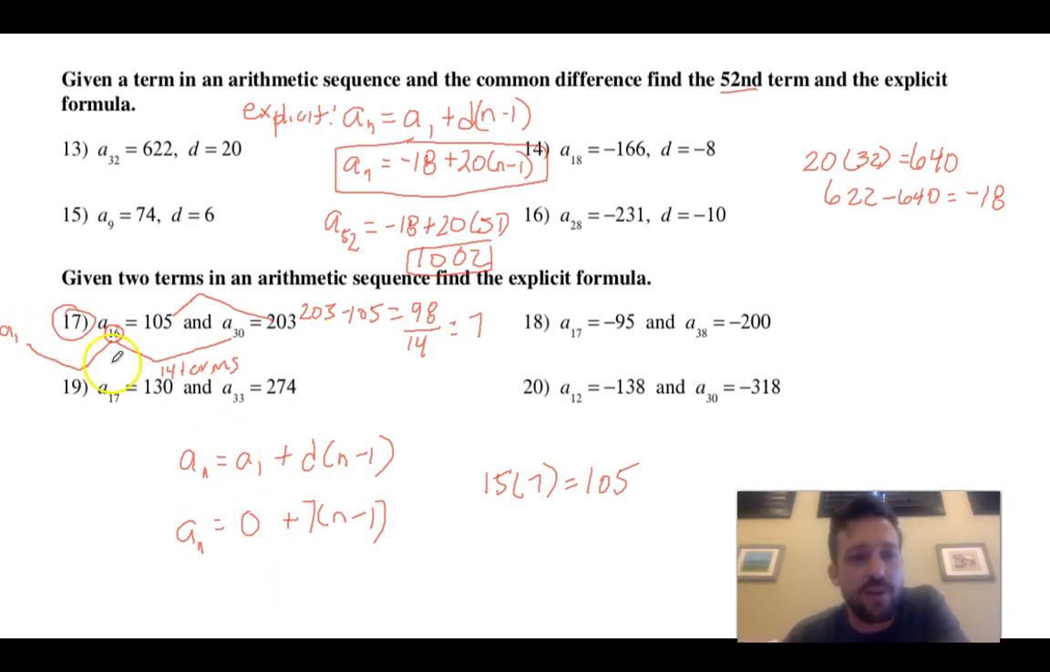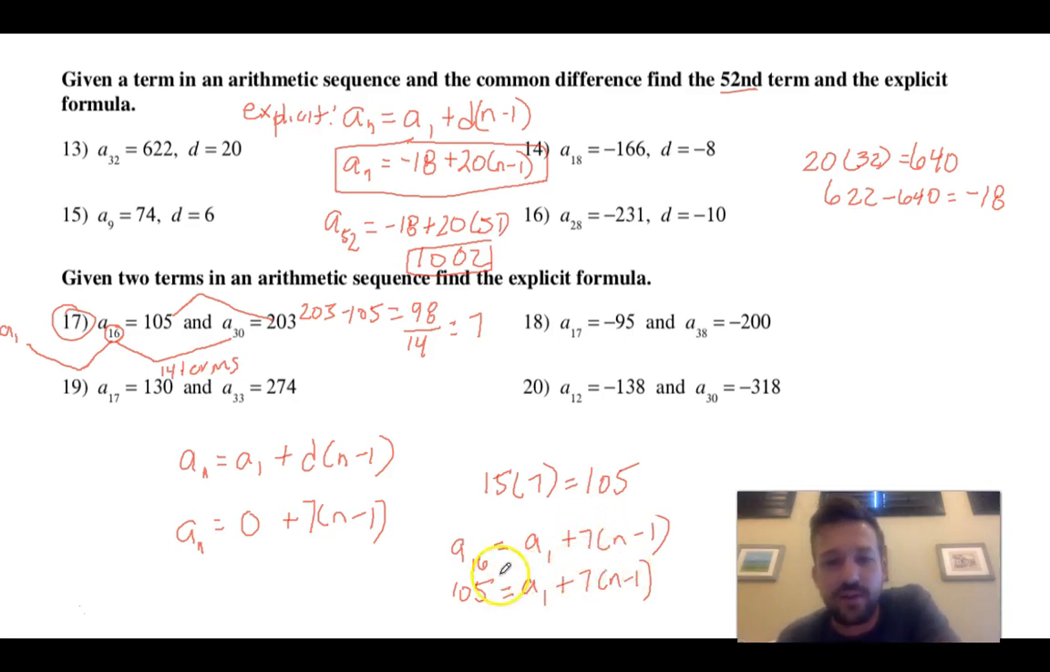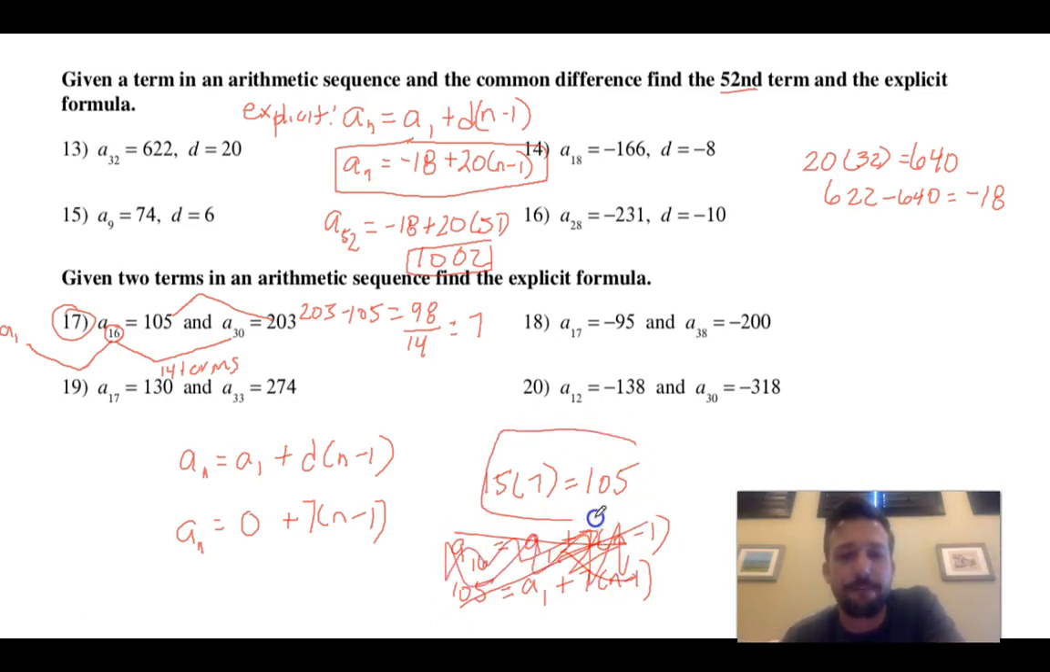Okay. Another way of doing that is you could have done A16 is equal to A1 plus 7 times n minus 1. That's me just using this formula right here, right? A16 is 105 equals A1 plus 7 times n minus 1. I'm not liking this. I was thinking this was going to go easier. This does not look easier. I'm actually going to have two unknowns. Scratch this off. We don't want to do that. Just go with the method I was doing here, okay? So there is my formula right there for that one.